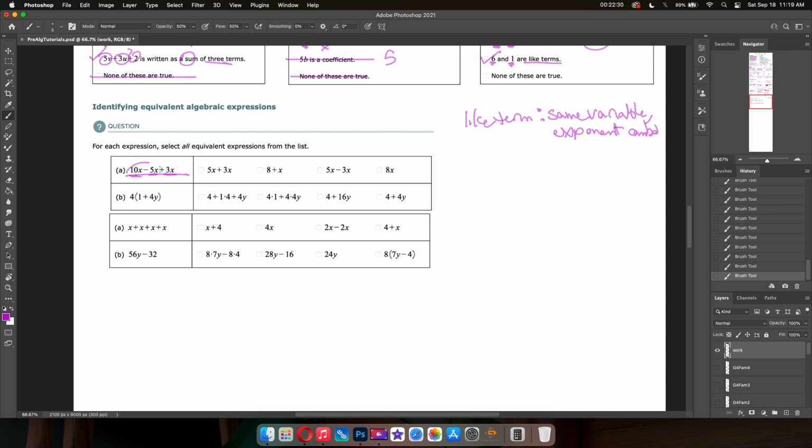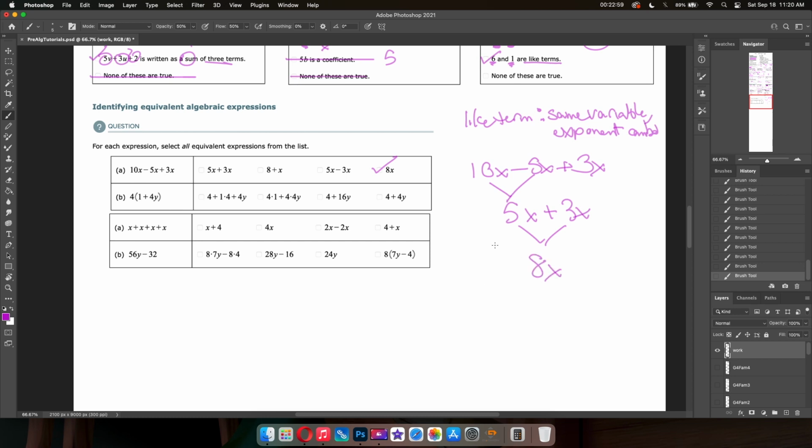So what is 10 minus 5? 5. What's 5 plus 3? 8. Is there an 8x anywhere here? Yes. And we can also do that in a different way as well. Because we did that in 2 steps, let me write that out for a second. 10x minus 5x plus 3x, Ms. Dubois. 10x minus 5x is 5x. And then 5x plus 3x got me the 8x.